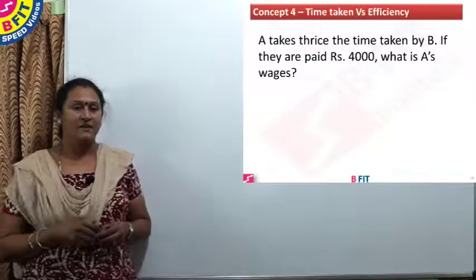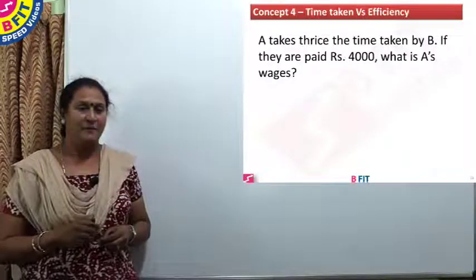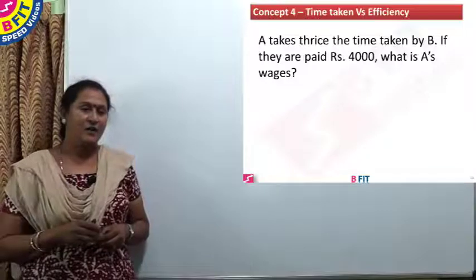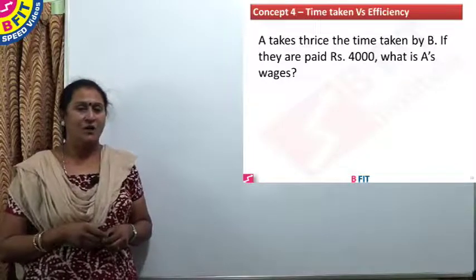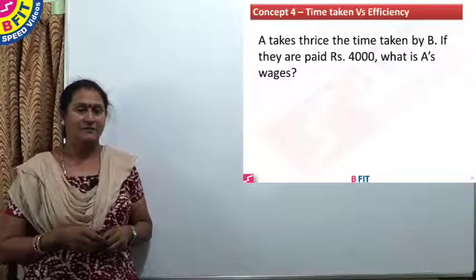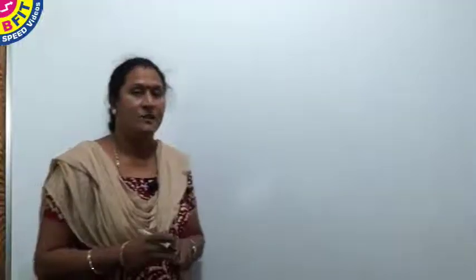So now we'll see an example. The question is, A takes thrice the time taken by B. If they are paid rupees 4,000, what is A's wages? So we'll see the working. In this question, time taken is given and you are asked to share the wages. Based on the time, we will not share the wages. We will share based on the efficiency only. So first we'll write what is given.